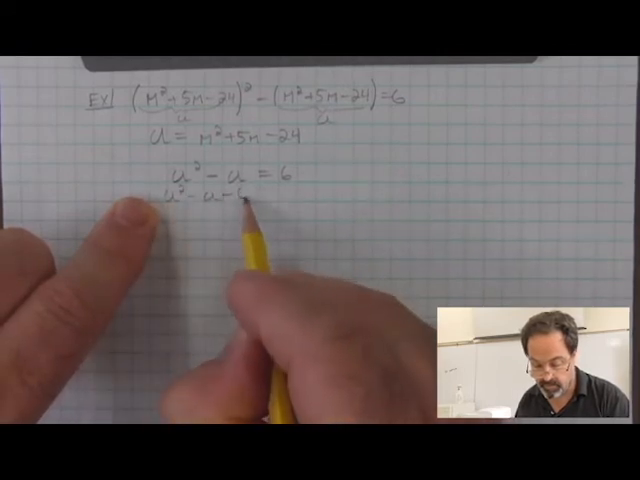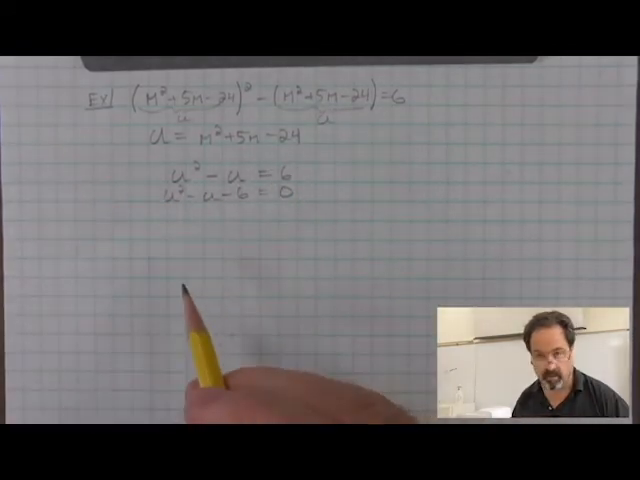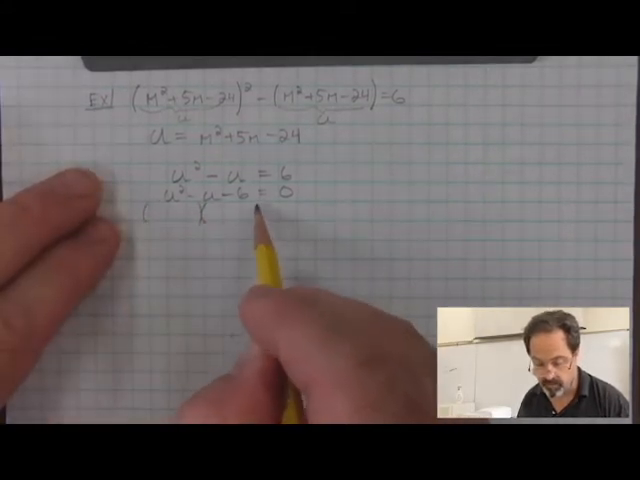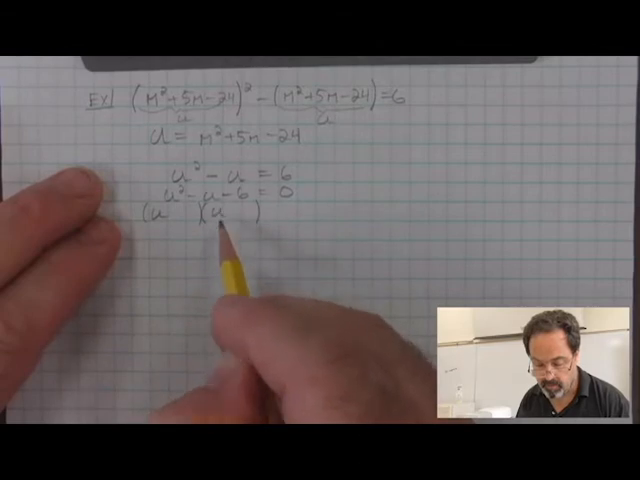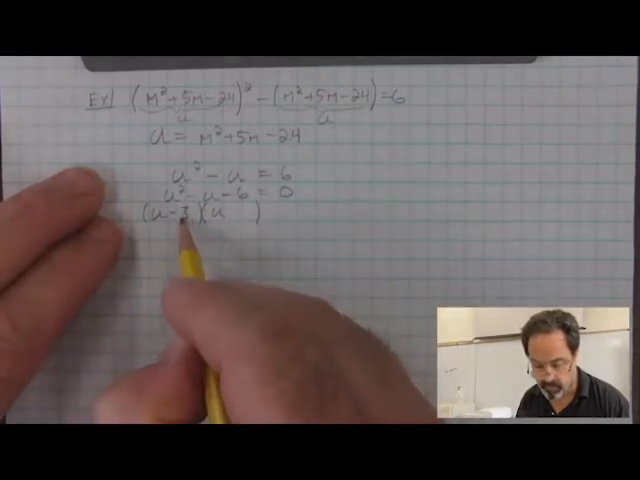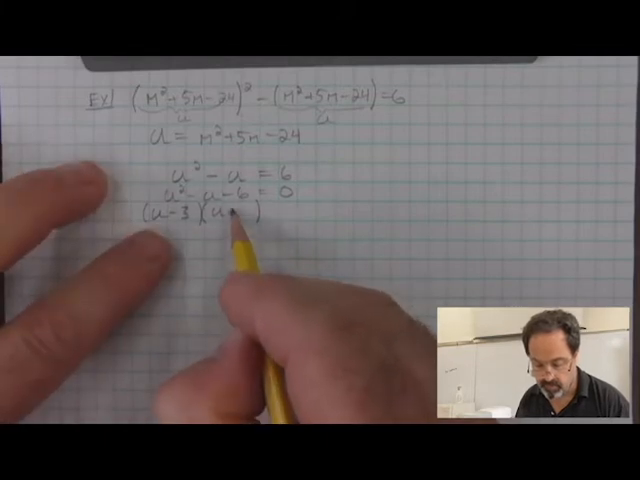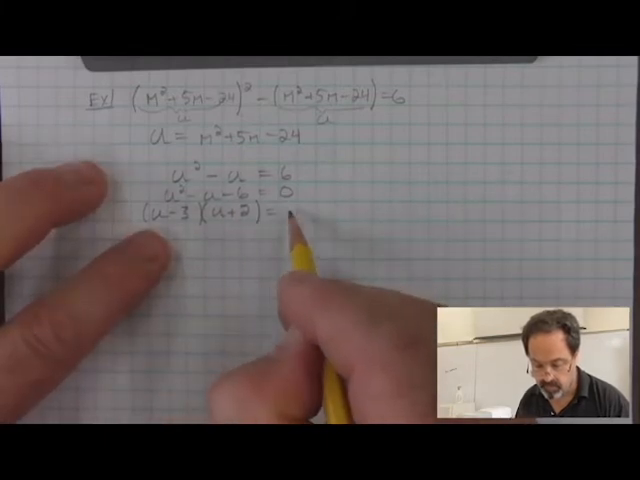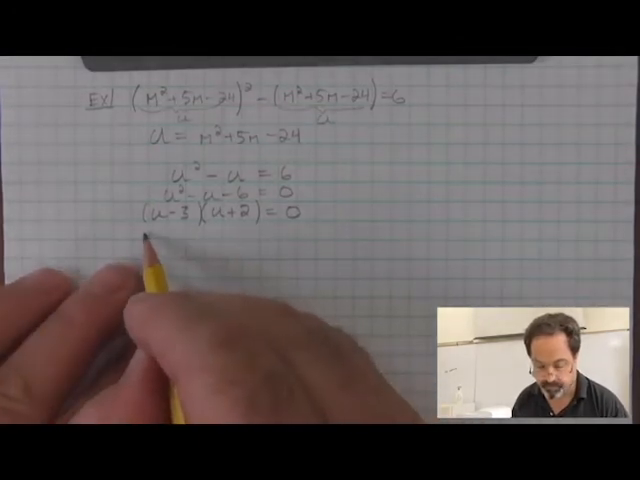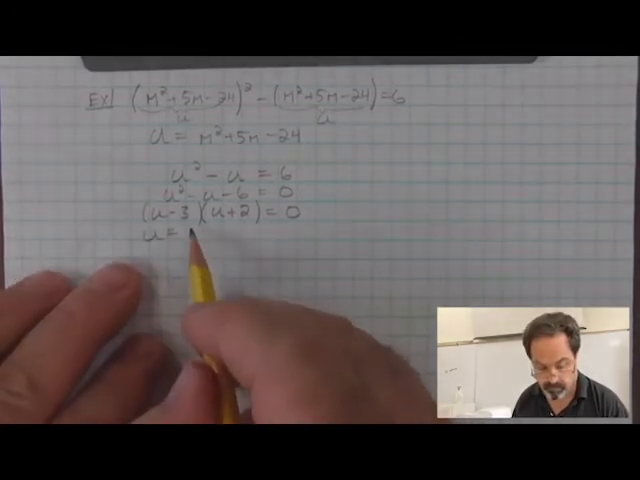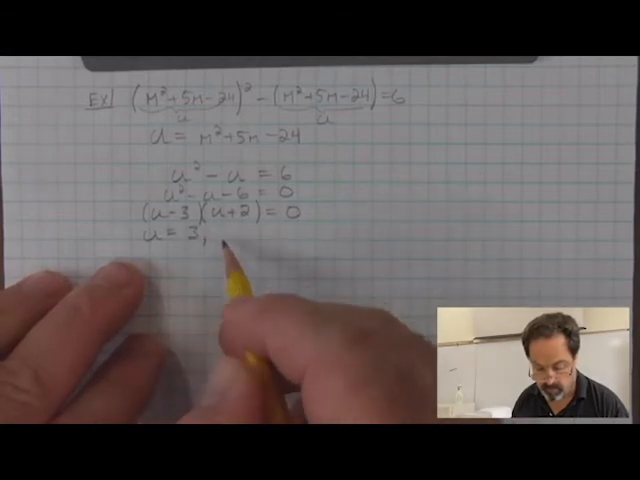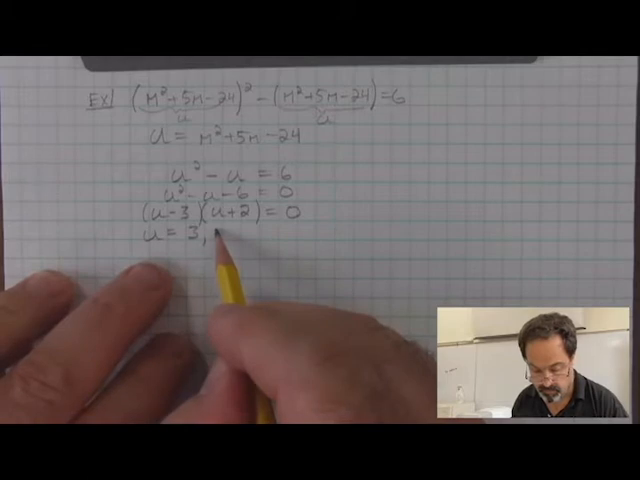If I subtract 6 from both sides, I could use the quadratic formula, or I could notice that we've got a factoring pattern and make a good guess and check that the factored form of this quadratic is u minus 3 times u plus 2 is equal to 0. And I could get my u values, 3 and negative 2.